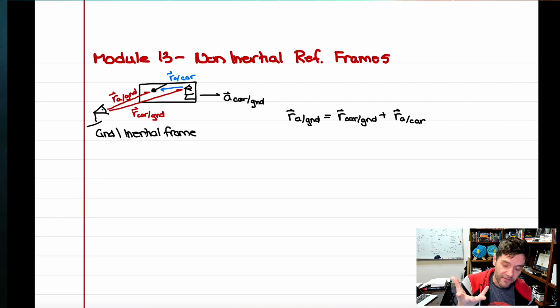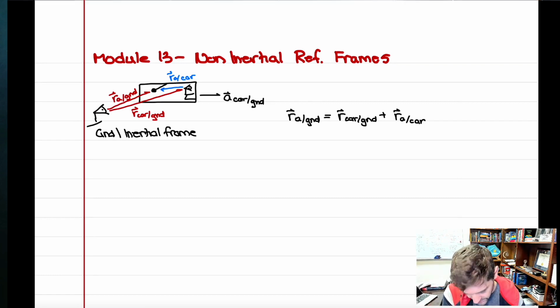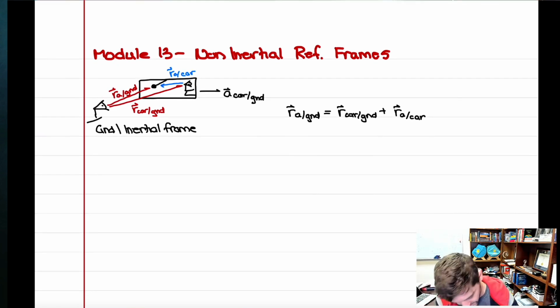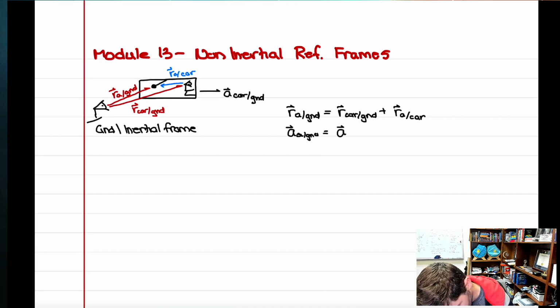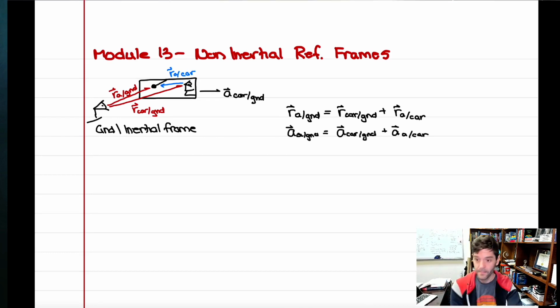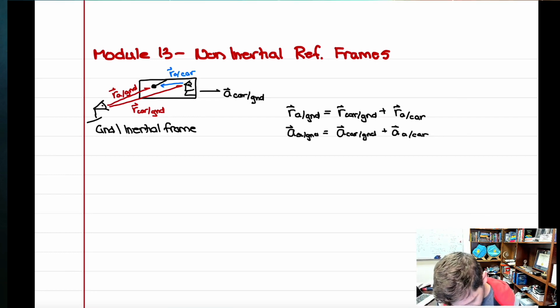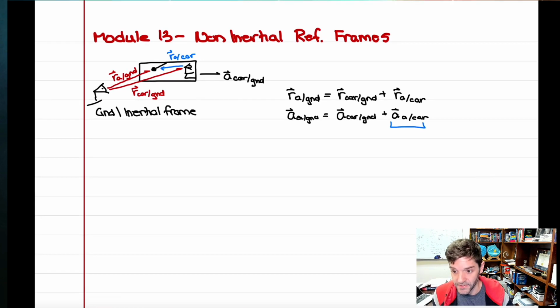Now let's take the derivative of this expression twice. So I can turn these into velocities, I can then turn them into accelerations. So this says that the acceleration of the air freshener relative to the ground is the acceleration of the car relative to the ground plus the acceleration of the air freshener relative to the car. And again, let's think about what these accelerations tie to and mean. The acceleration of the air freshener relative to the car, that is the acceleration as seen from inside the car.